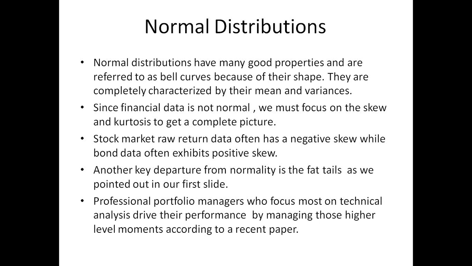Normal distributions have many good properties, and people refer to those as bell curves. They're completely characterized by their mean and variance. Real financial data is not normal. Stock returns often have a negative skew, as we happen to see here.